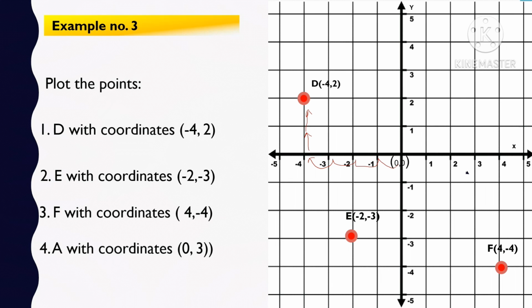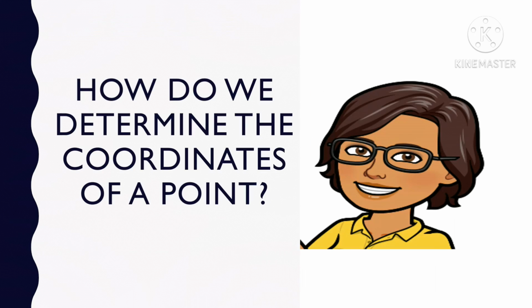In number 4, locate A with coordinates 0, 3. But look, the x-coordinate is 0, so there's no movement to be done along the x-axis. And since y is positive 3, then your movement is where? Where is your point now? If your answer is here, then you're correct. That's the location of A with coordinates 0, 3.